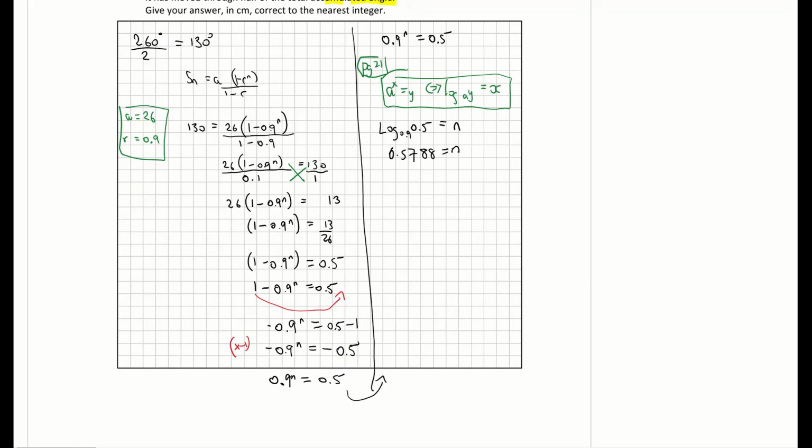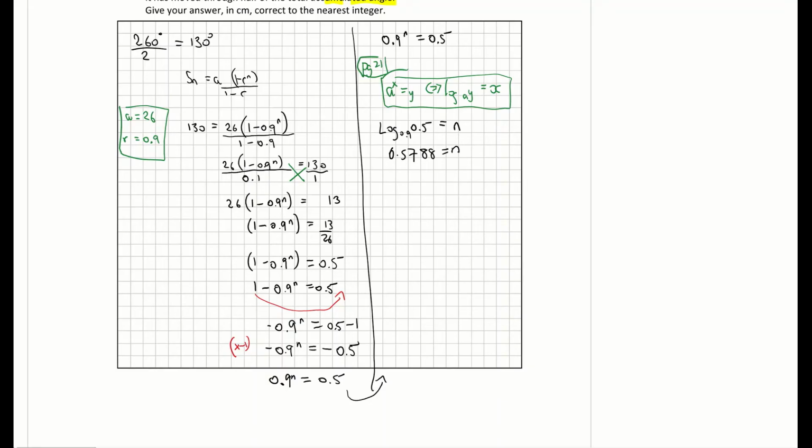Okay, so we're not done yet. That is just telling us the term which will give us a sum of half the total angles of 130 degrees. What we now need to do, if we come back up to the question, is find the total distance travelled by the tip of the pendulum to get to that 130 degrees.